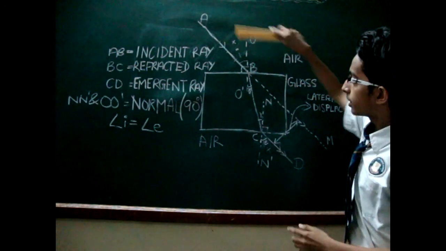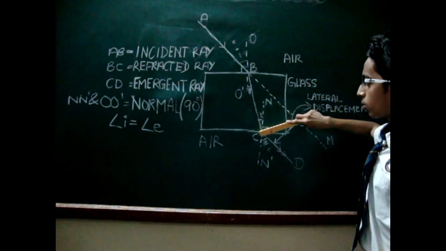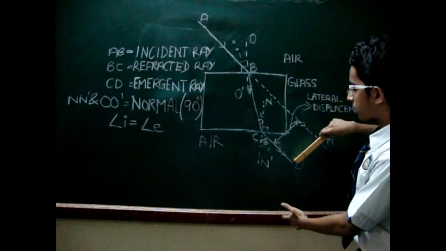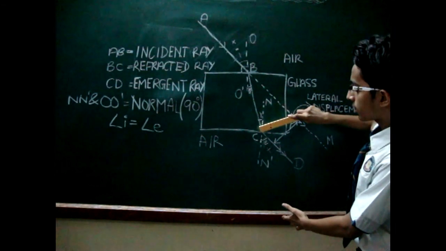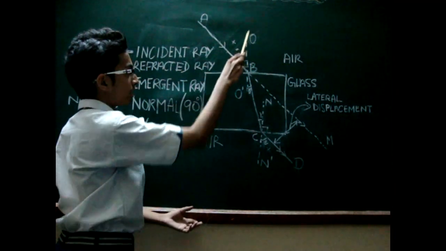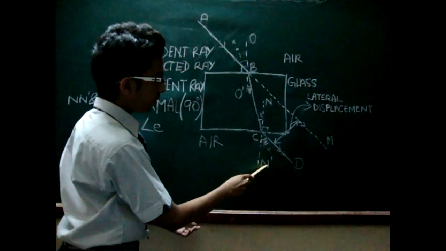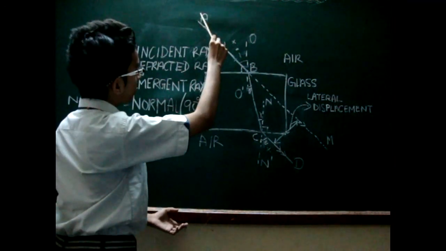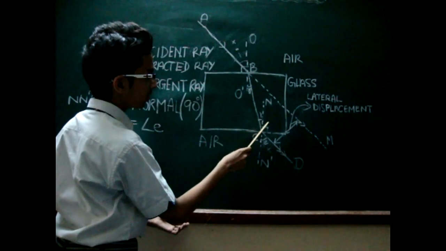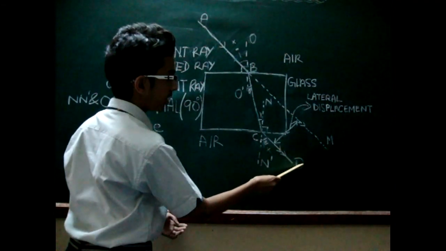This ray AB is called the incident ray. The ray BC is called the refracted ray as it is refracted from AB. And the ray CD is called the emergent ray as it emerges out of the glass slab. And there is a normal, or a perpendicular, to the point of incidence drawn, OO' and NN'. We find that when the ray AB enters the glass slab, it bends towards the normal, whereas when it goes back out of the glass slab, it bends away from the normal.